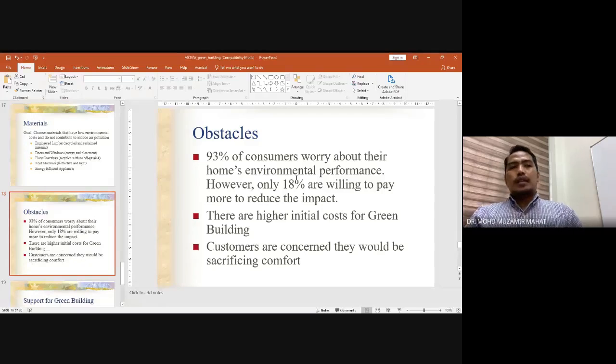Some obstacles, of course. If we do something, there are a lot of resistance obstacles. 90% of consumers worry about their home's environmental performance, although only 18% are willing to pay more to reduce the impact. You see, money is always the problem. Although there is high awareness of making things green, not many people are willing to pay extra bucks to be compensated with a greener environment.